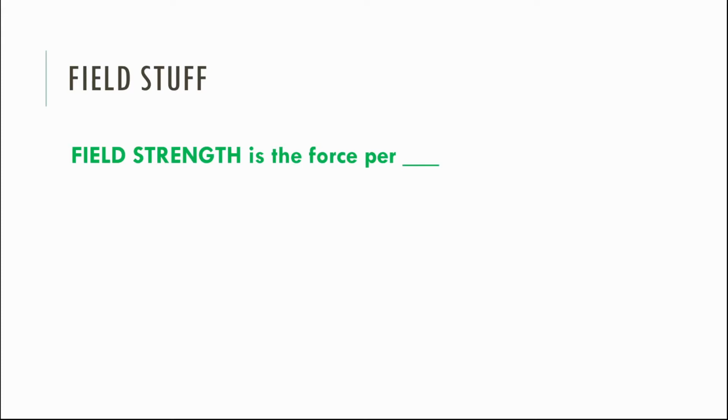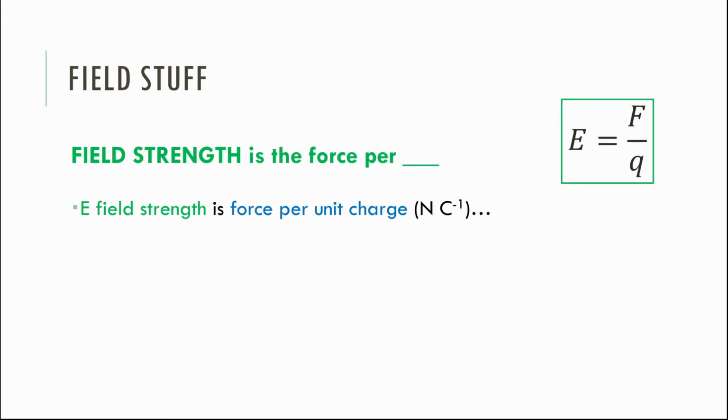Field stuff. All right, so fields can be confusing, but make sure you focus on the basics at least. So remember, field strength is always a force per something. E field strength is force per unit charge. So you got this equation in topic 5. It's the electric force divided by the charge feeling the force. So that tells me newtons per coulomb. For every coulomb of charge that I put at this point in space, how much force would that amount of charge experience?